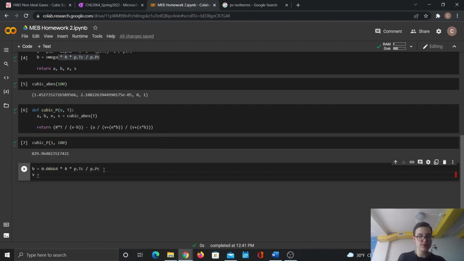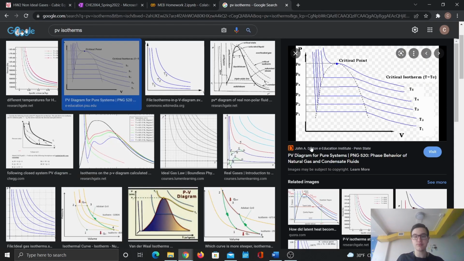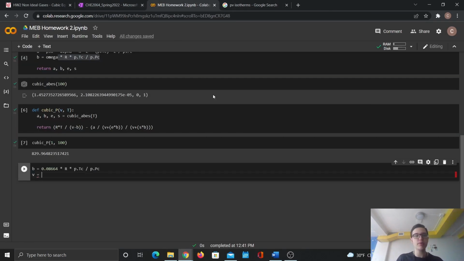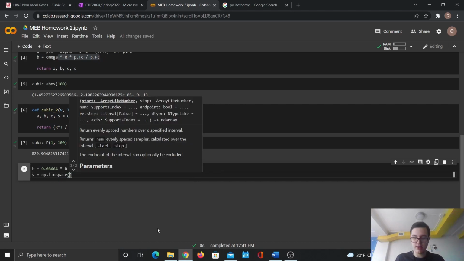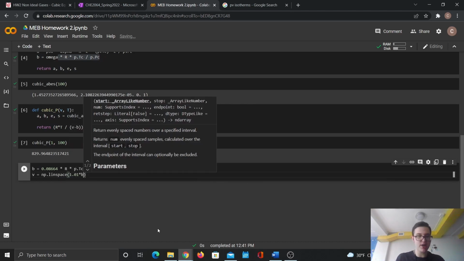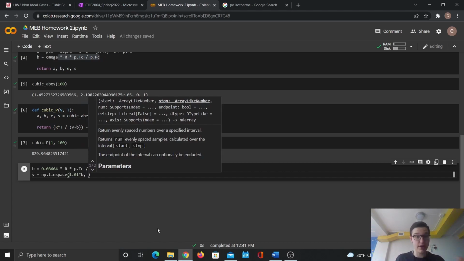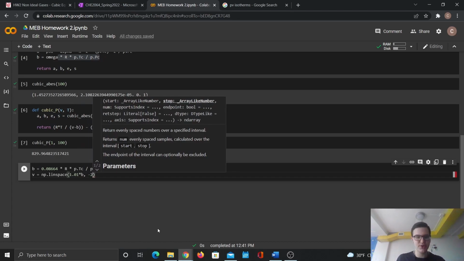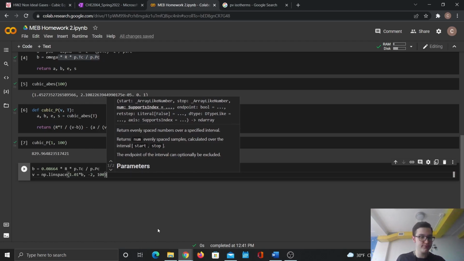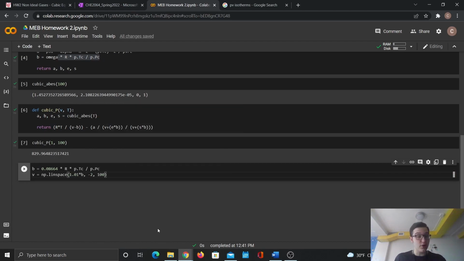So V equals, what do we want for V? Well, if V is the x-axis, usually we would use linear space to get these correctly spaced and to make it look nice and neat. So we'll do that. np.linspace, let's try 1.01 times b. Array stop, let's start -2 as well as 100. Call it there.